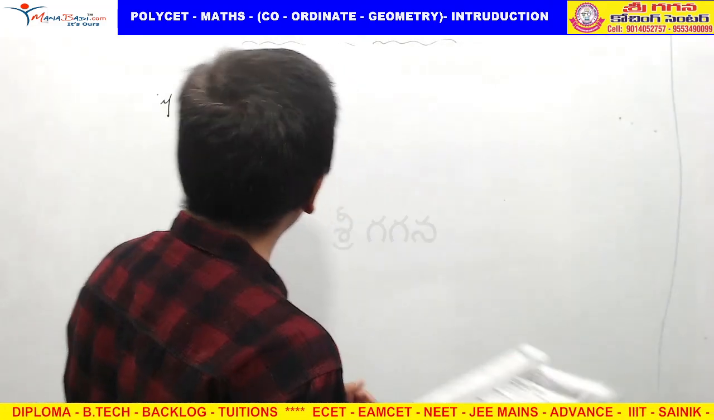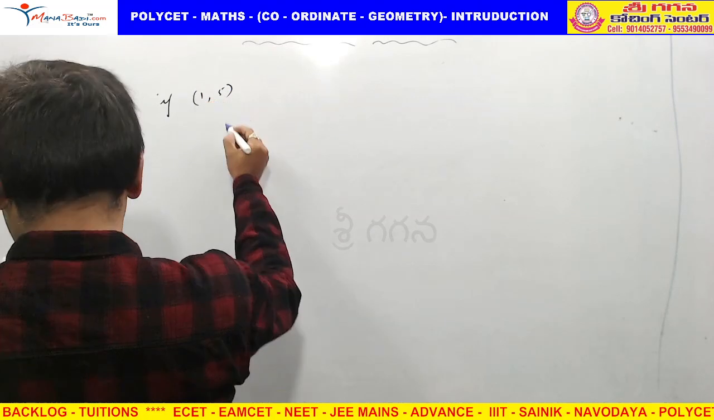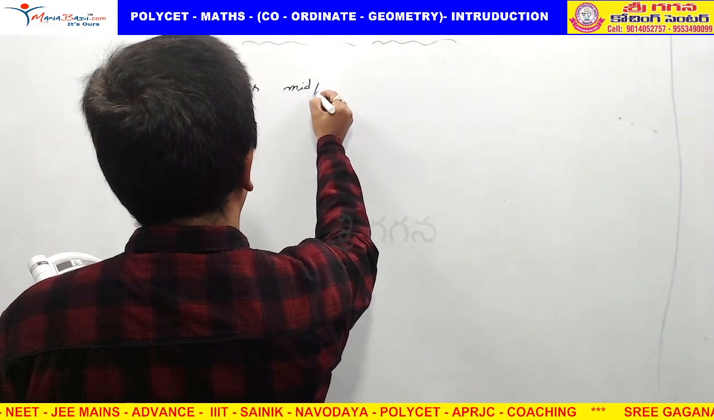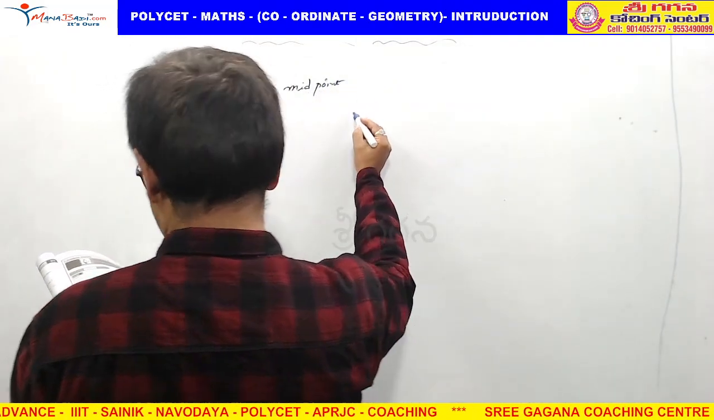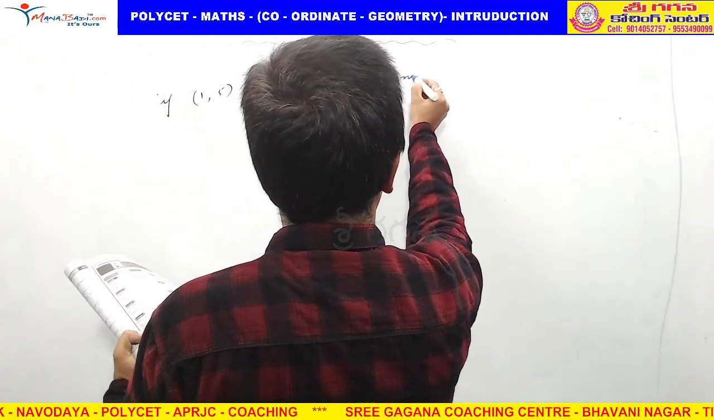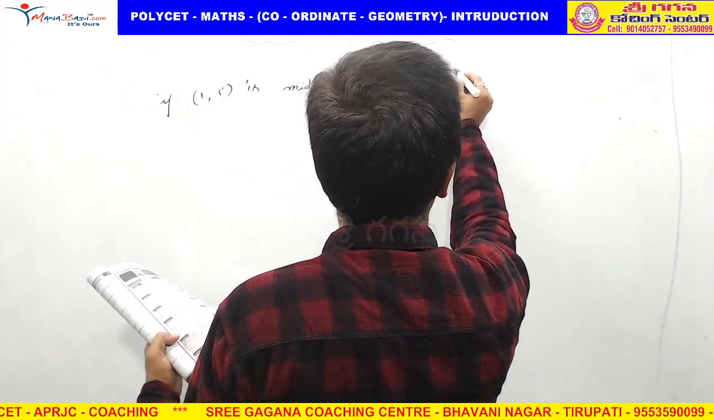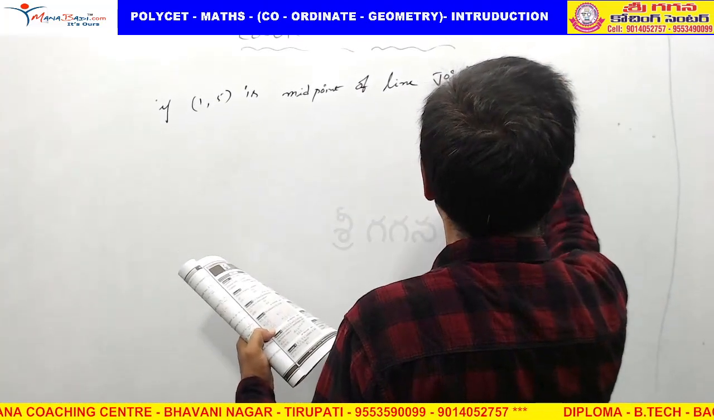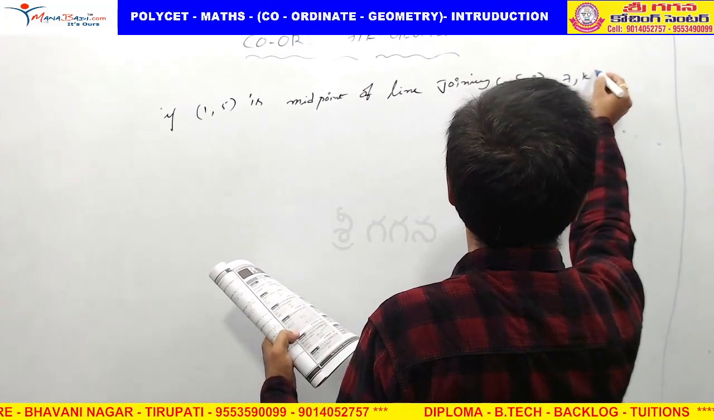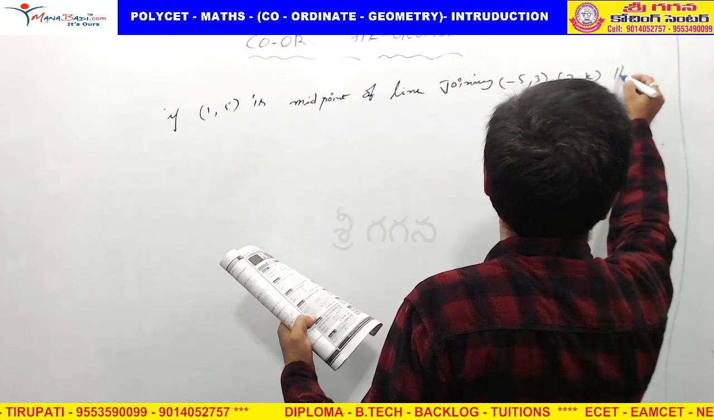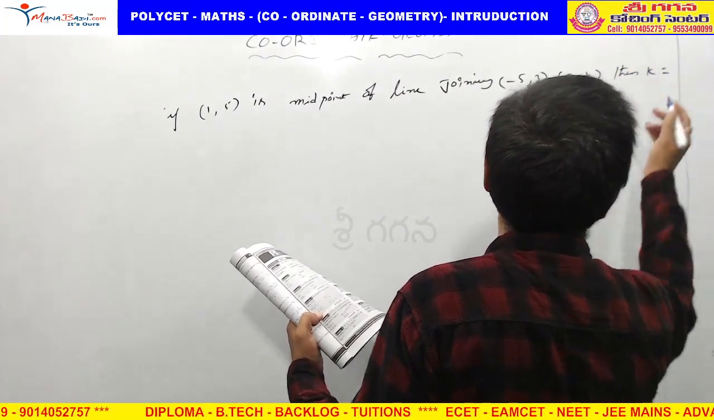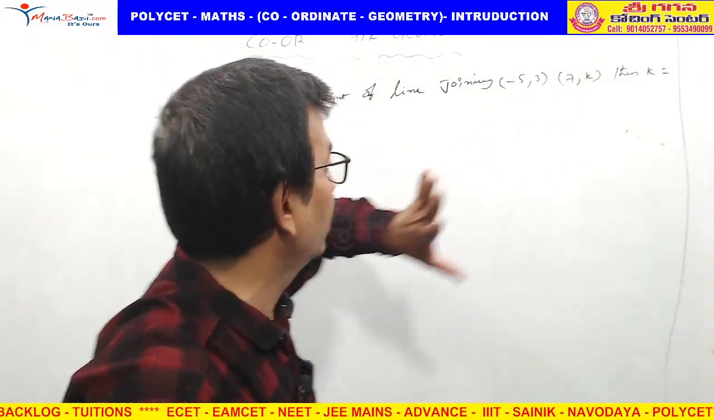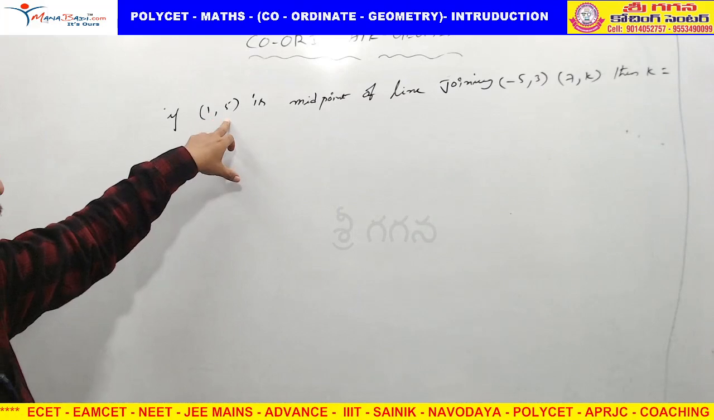If 1 comma 5 is the midpoint of the line joining minus 5 comma 3 and 7 comma k, then k equal to, they are asking. So already they have clearly given 2 points, and the midpoint also they have given here, 1 comma 5 is the midpoint.